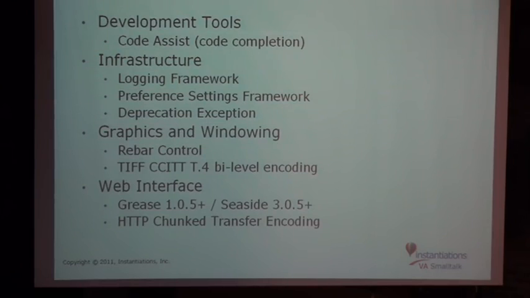For infrastructure, we've added a common logging framework that we're going to be converting all our logging activities to use, and it's really available for customer use also for logging and tracing. We've added a preference setting framework. We've had preference settings scattered everywhere in the past, and we've consolidated them into a framework. As you see, we're going to be putting a GUI on that in a future release. And we've added deprecation exceptions so that we can actually identify code that has become outmoded. And if you use Seaside, you know about deprecation exceptions. This is a similar idea, but built into the base system.